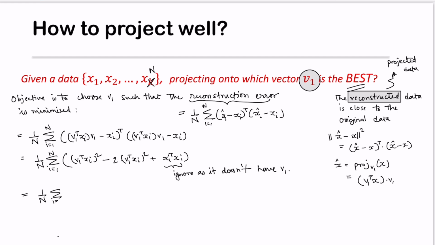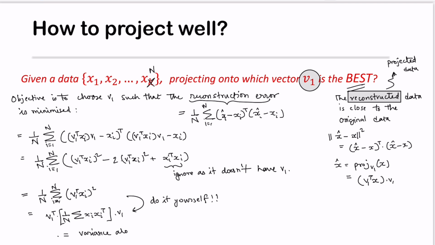So this can be rewritten as the average of (v1 transpose xi) whole squared. Now again, by some clever manipulation, this can be written as v1 transpose times 1 by n times summation xi xi transpose times v1. Now this particular step I would encourage everybody to do yourself, which is nothing but the variance along v1. In fact, I missed the negative sign. It should be the negative variance along v1.